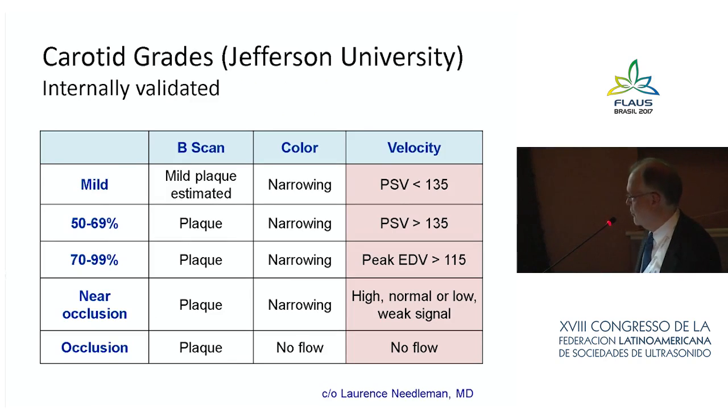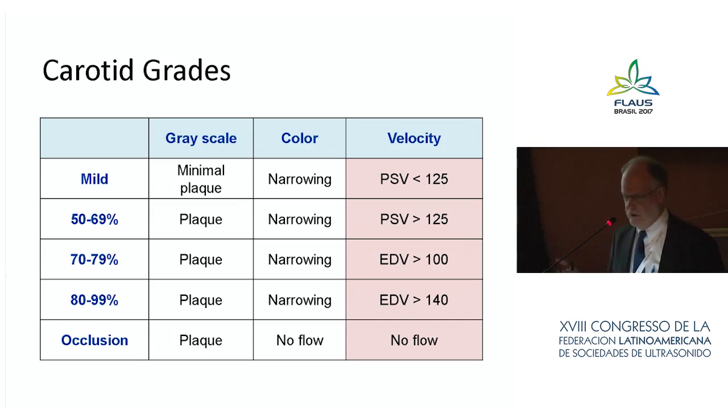This actually comes from a friend of mine, Larry Needleman at Jefferson University in Philadelphia. Again, the idea here is that there is a single velocity cutoff for each level of stenosis, initially peak systolic velocity and then end diastolic velocity. And we use a similar thing at Maryland. This is basically the criterion we use. The difference here is that we use a little bit lower peak velocity to identify some stenosis. So we want to have a sensitive test to identify disease.